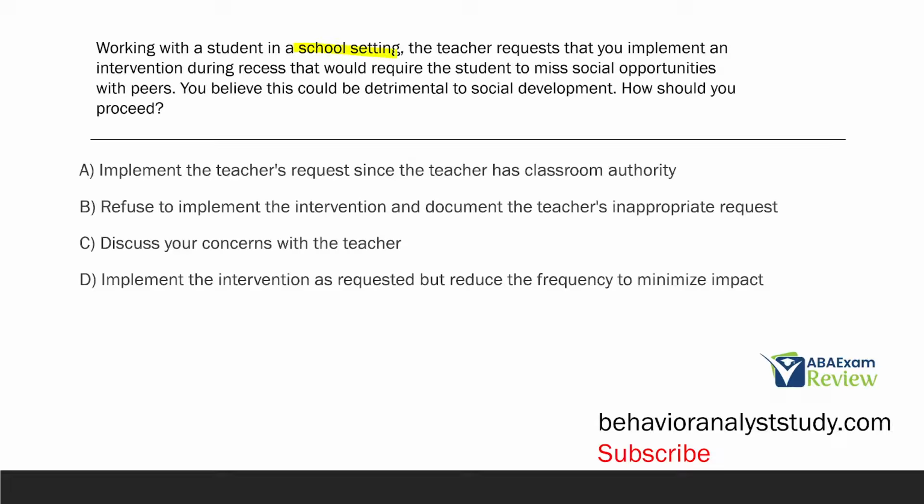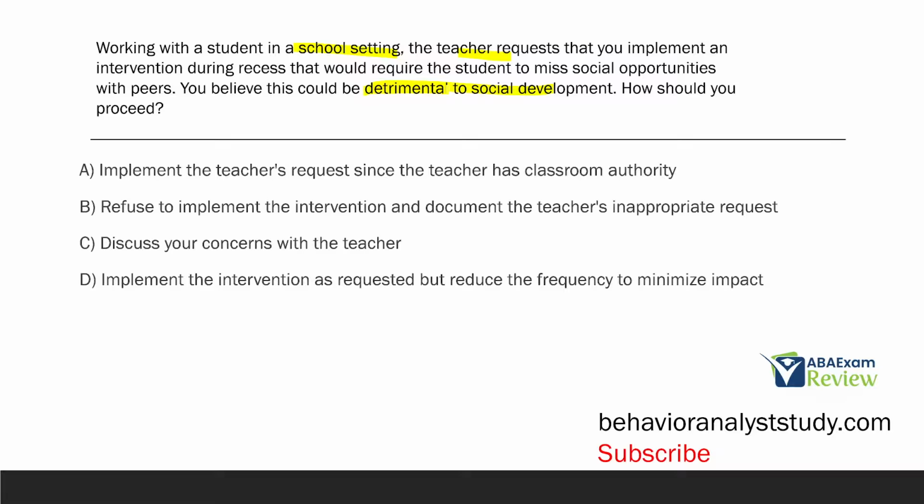We're working with a student at school. Teacher wants you to implement an intervention that would cause them to miss social opportunities, and you think it'll be detrimental. Okay, pretty straightforward. Now, a couple things to consider. One, yes, we're working at a school with a teacher, so different environment, not necessarily our environment, so we need to absolutely respect and collaborate with this teacher. Two, just because you're working in a different environment or you're on a contract or whatever it may be, you still have to abide by our task list and ethical code. So if you think this is detrimental, we can't just go ahead and do it without something first. So how should we proceed?